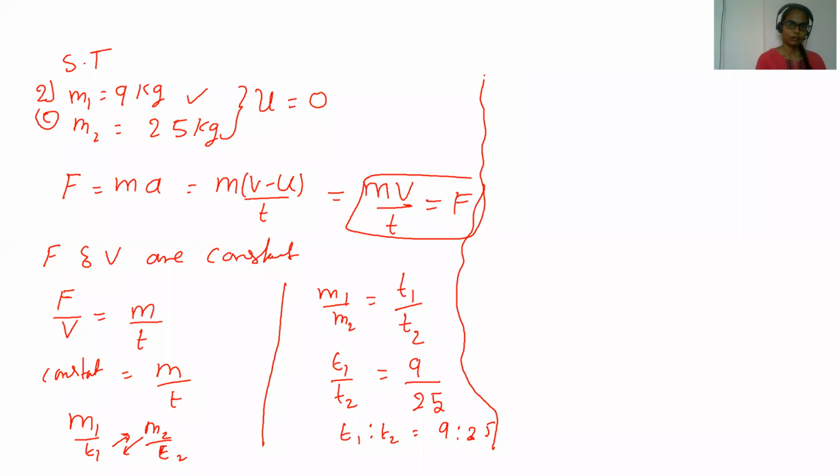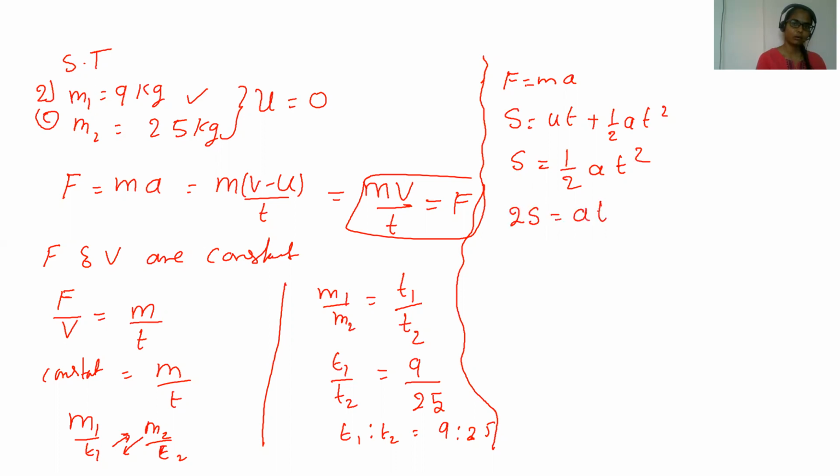I think the screen is enough to write. Fine, children. You know F is equal to what? It is mass into acceleration, right? And you know s is equal to ut plus half at square. Given initial velocity is 0, you get only half a t square. Or you can cross multiply this: 2s is equal to a t square, because we need to find t. So acceleration is equal to 2s by t square. Take this equation as 1.